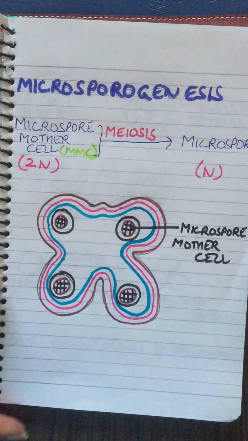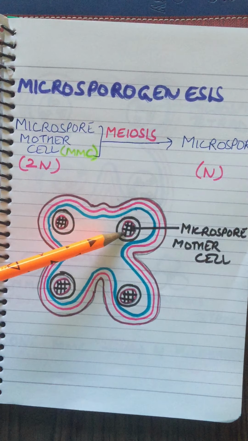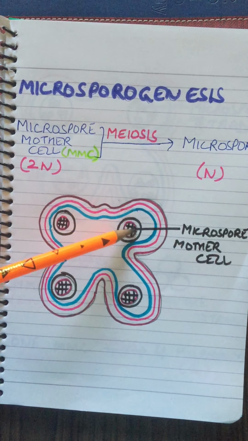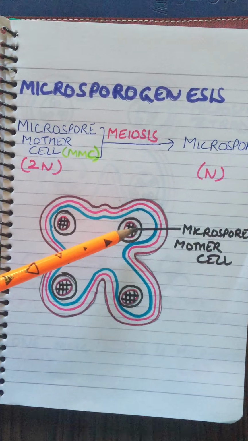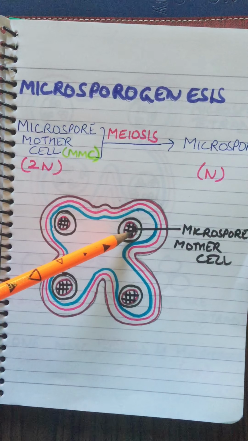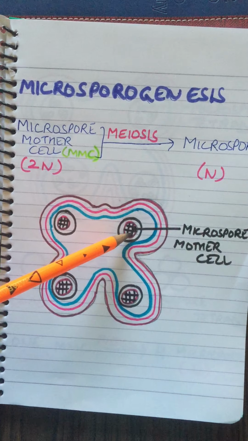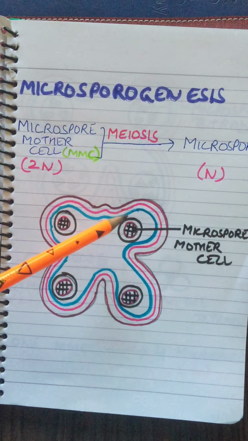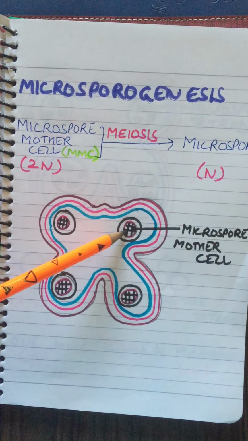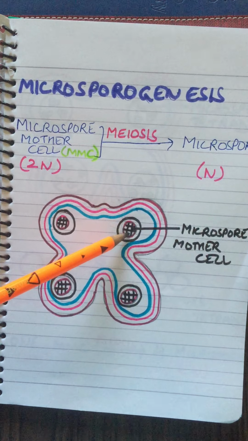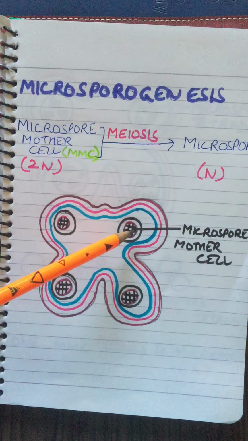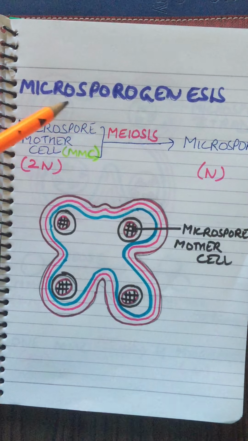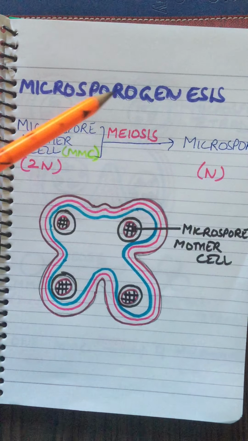Now inside this microsporangia, as I told you, microspore mother cells are present. These microspore mother cells will be dividing to form microspores. These microspores will later on develop into pollen grain. Actually, it is the pollen grain formation, right? So this event is called microsporogenesis.